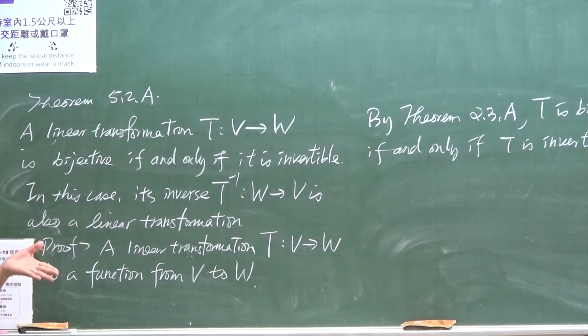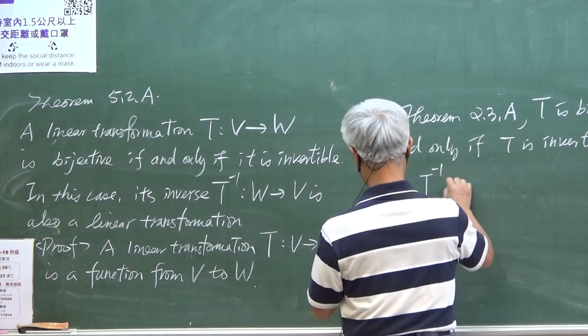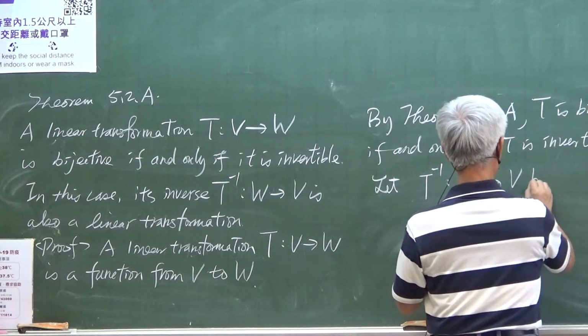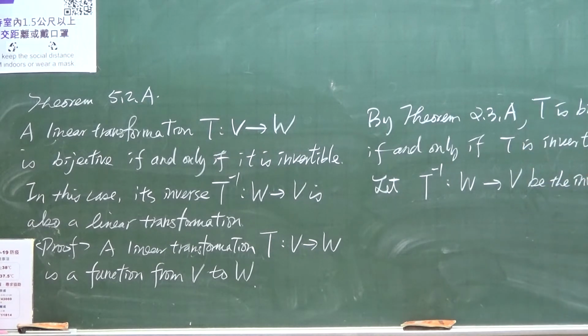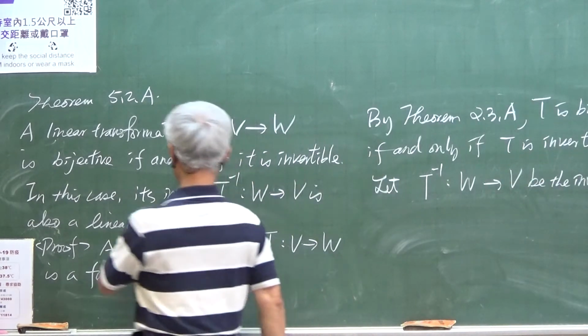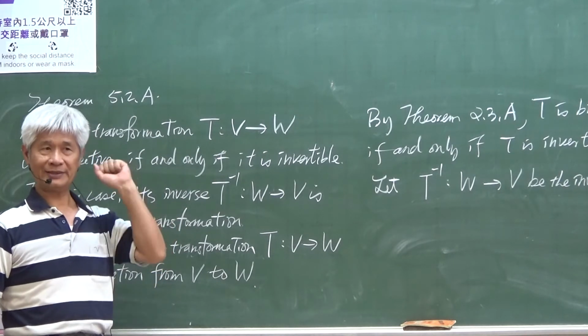So we have an inverse function. If a function is 1 to 1 and onto, then we will have an inverse function for that function. That has been proved in chapter 2 in supplemental theorem 2.8. So we let T inverse, from W to V, be the inverse of T. The new part is to show that since T is linear, the inverse is also linear. That is the new part.